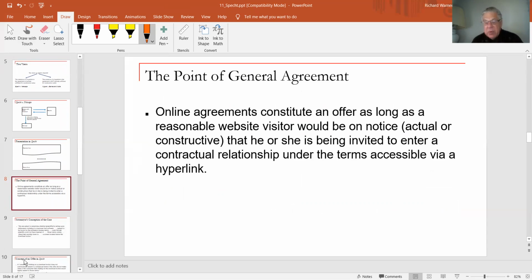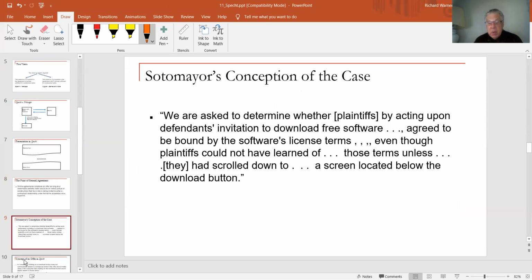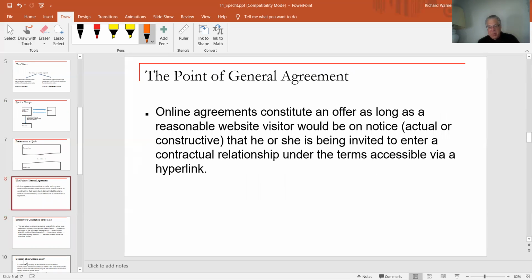We got our point of general agreement again. I just thought I'd put it in a slide again. We're in general agreement on this. So let's look at what the court says in Specht about that issue. Is this requirement fulfilled?